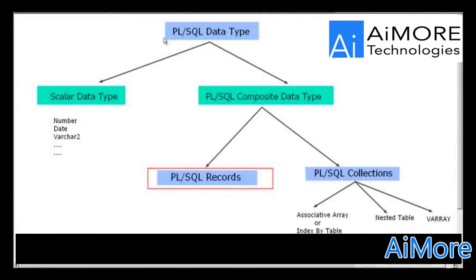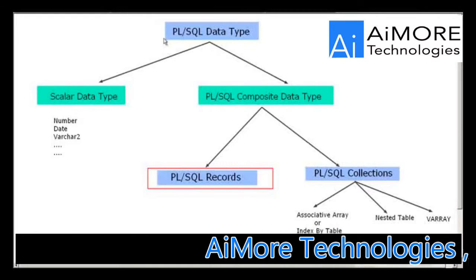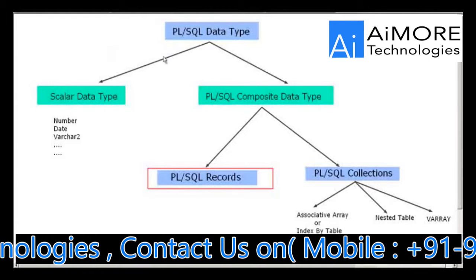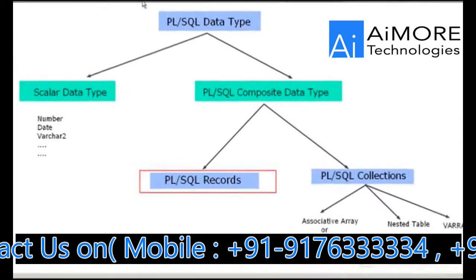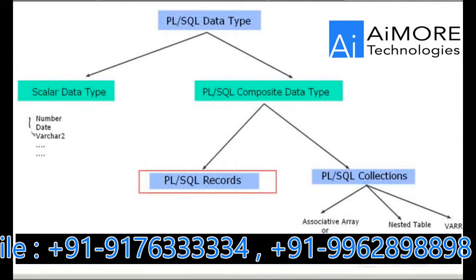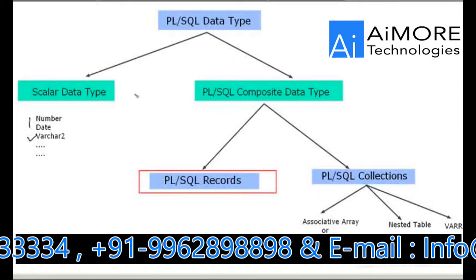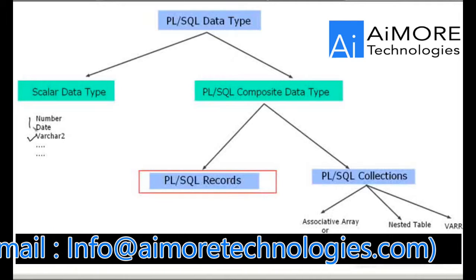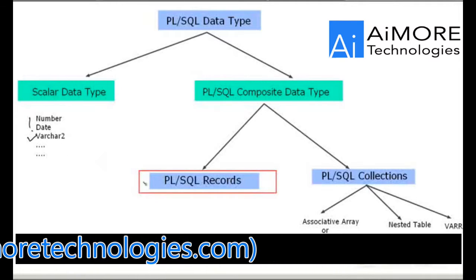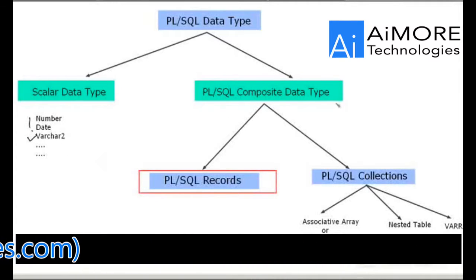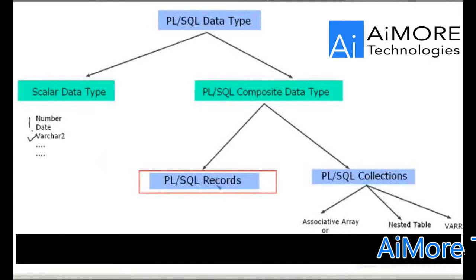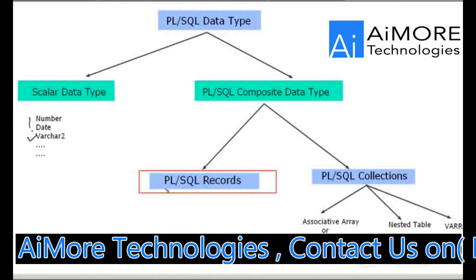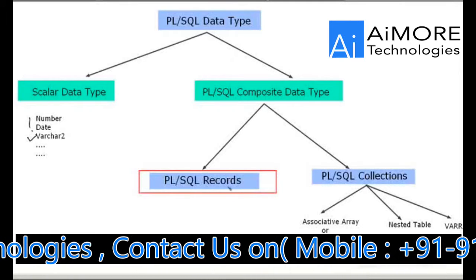In this PL/SQL tutorial, we are going to discuss PL/SQL composite data types, and here is an overall view of PL/SQL data types. We have some values which are scalar, which are primitive data types like number, date, varchar, and all those things. And then we have another category of data where we combine these primitive data types together, and we call them PL/SQL composite data types. They are of two types: one is PL/SQL records, another one is PL/SQL collections. In this tutorial, we are going to discuss PL/SQL records.